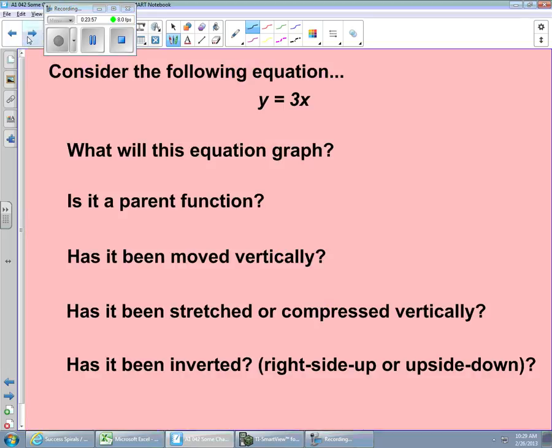Here's an equation. y equals 3x. We're going to answer these questions. First off, what will this equation graph? Is it a line? Is it a parabola? What is it? It's a line. How do you know that this is going to graph a line? Yeah, y to the first, x to the first. When both of the variables are in the first dimension, that is going to graph a line. Is this a parent function? Well, how do you know if you're dealing with a parent function or not?